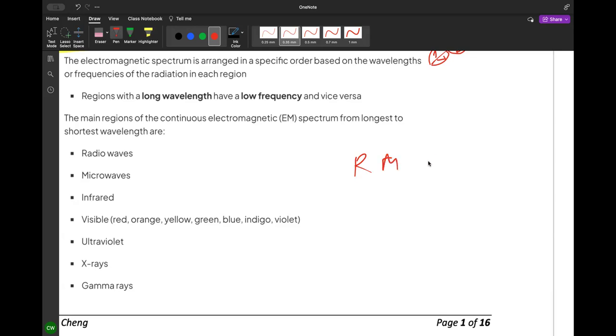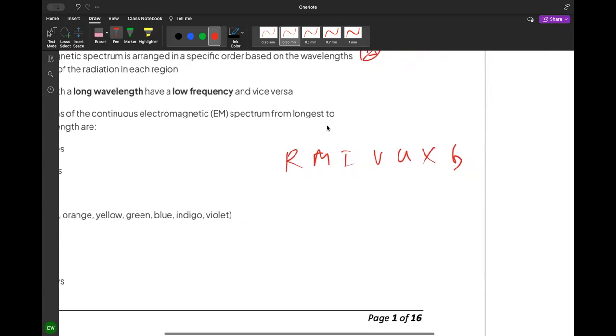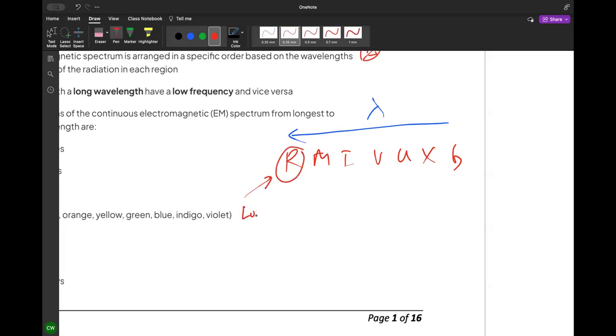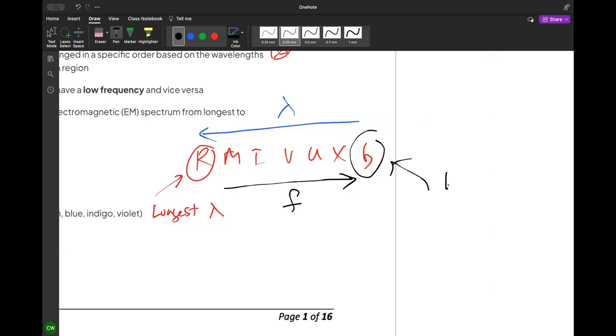So you need to know the sequence of these: microwave, infrared, visible light, ultraviolet, X-ray, and gamma ray. And you need to know the longest one. Which one has the longest wavelength? Red color has the longest one. So when you see red, you should know longest wavelength. When you see gamma, you need to know it has the highest frequency. Okay, so this is the most dangerous one.